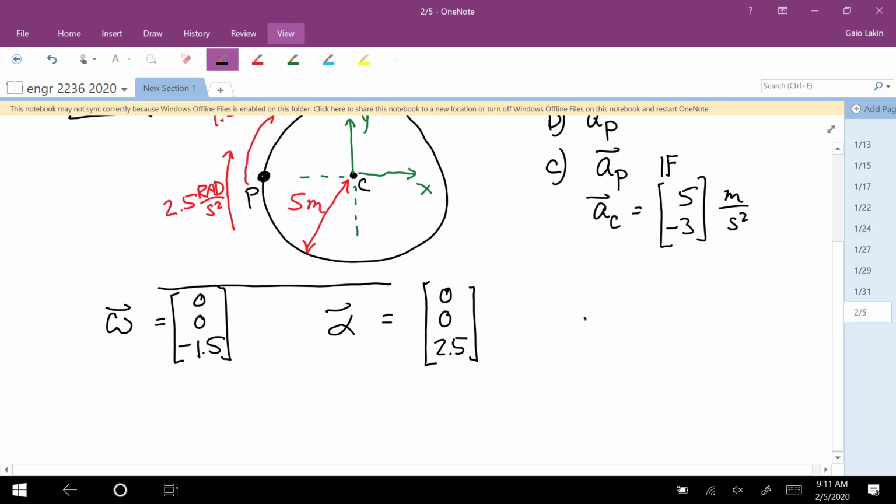And then the r vector is the vector that goes from the center of the circular path to the point of interest. So if this thing has a radius of 5, that's negative 5, 0, 0.